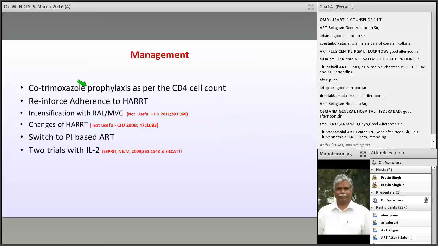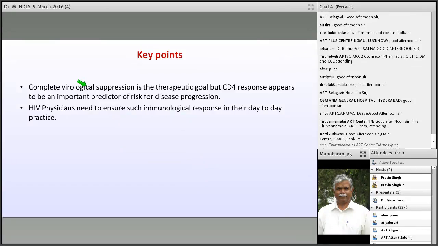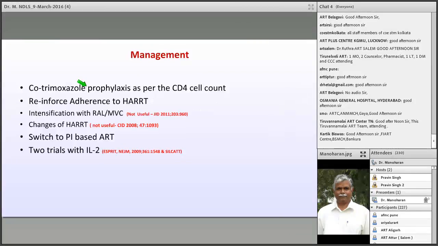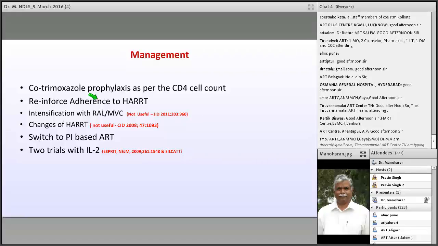So coming to the management, in this particular slide, I have just mentioned a few important points regarding management. Cotrimoxazole prophylaxis, because we are supposed to continue the cotrimoxazole prophylaxis as per our national program, depending upon the CD4 count. So in patients with a poor immunological response, even if they are taking ART for 2 years and 3 years, if the CD4 count has not improved properly, we have to continue the cotrimoxazole prophylaxis, and we need to reinforce adherence to the antiretroviral therapy.